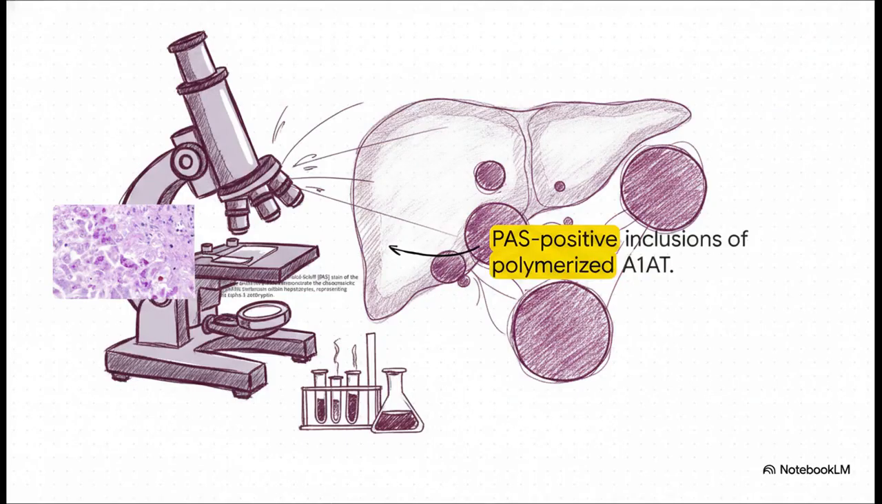So the crucial point is how we actually catch the suspect at the scene. Under a microscope, using a periodic acid Schiff or PAS stain, pathologists look for very characteristic round eosinophilic inclusions sitting right inside the hepatocytes. These inclusions are strongly PAS positive and diastase resistant. If you're studying for the boards, write this down. When you see the buzz phrase PAS positive diastase resistant inclusions, you know exactly what you're looking at. You are looking at polymerized, misfolded alpha-1 antitrypsin physically trapped inside the liver cells.